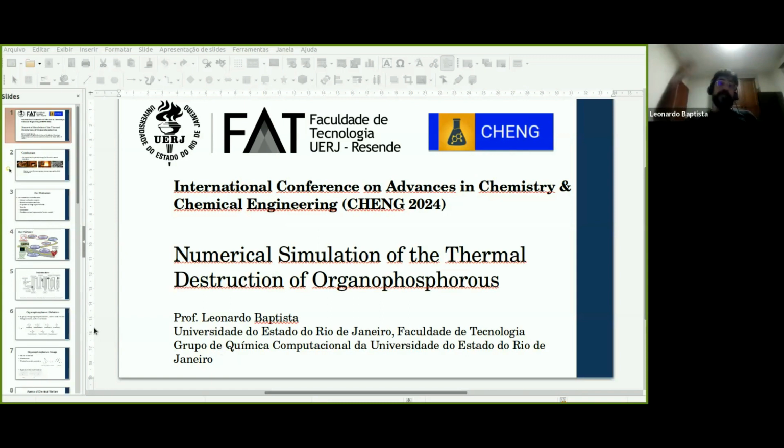And so the class is a large family where we can synthesize any type of organophosphorus, substituting the R group by any carbon chain, or substituting the oxygen atoms by sulfur or selenium, and the R group can be substituted by halogen atoms. And so you have the origination of several compounds of the organophosphorus family.